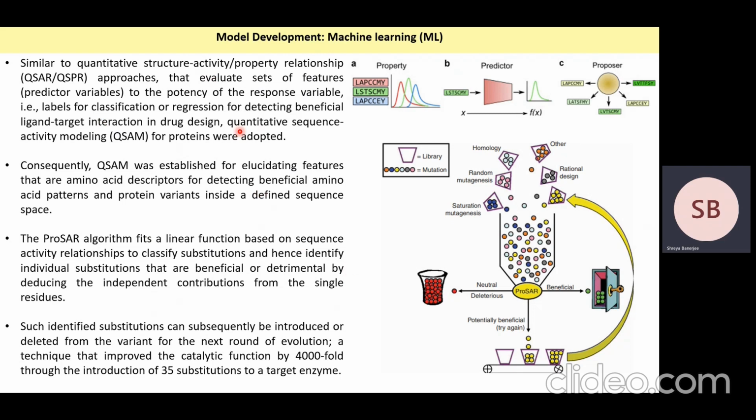So using the information that is available through the sequence activity relationships, what this algorithm will do is classify different mutations according to whether the mutation will be beneficial, detrimental, or neutral. And it will do this by summing up the individual contributions from each amino acid. These identified substitutions that are predicted to be beneficial can then be introduced, or deleted if they are detrimental, from the next round of evolution.